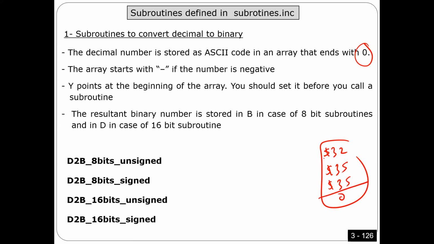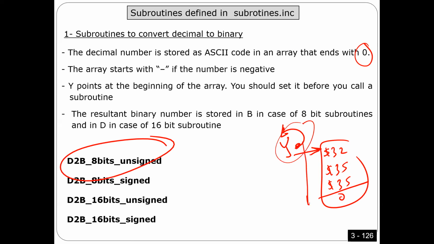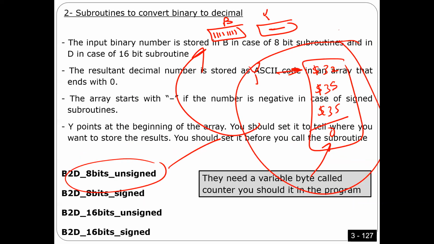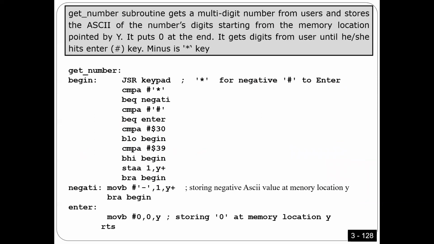And then here, register Y. Just put the beginning address in register Y and call this function, that's it. This function is going to start from Y and do the conversion until it finds 0, and it's going to store the result. If you select 8 bits, it's going to put it in register B. If you select 16 bits, it's going to store it in register D, right? Any questions? Easy, make it easy, okay?